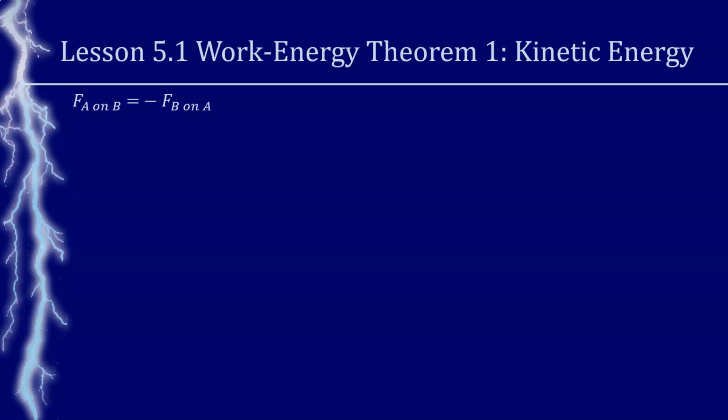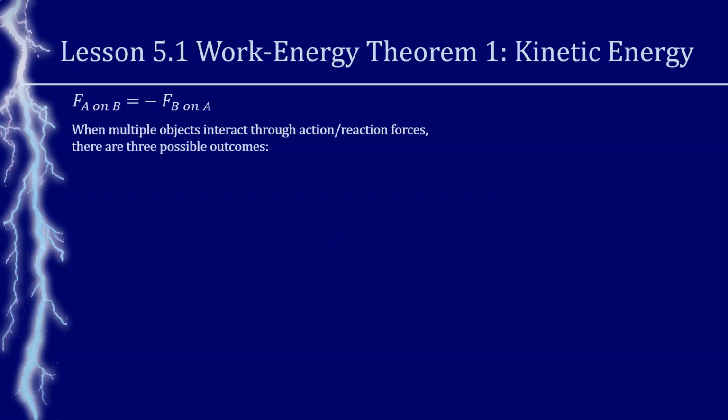But now let's think about this in a more mathematical sense. And again, we're dealing with multiple objects here. Multiple objects that are interacting with action-reaction forces. That's what sets this aside from our study of dynamics, where we were thinking about how Newton's first and second law helps us predict how objects are going to accelerate when forces are applied to them. Now we're thinking about multiple objects interacting through action-reaction forces. And there are three possible outcomes.